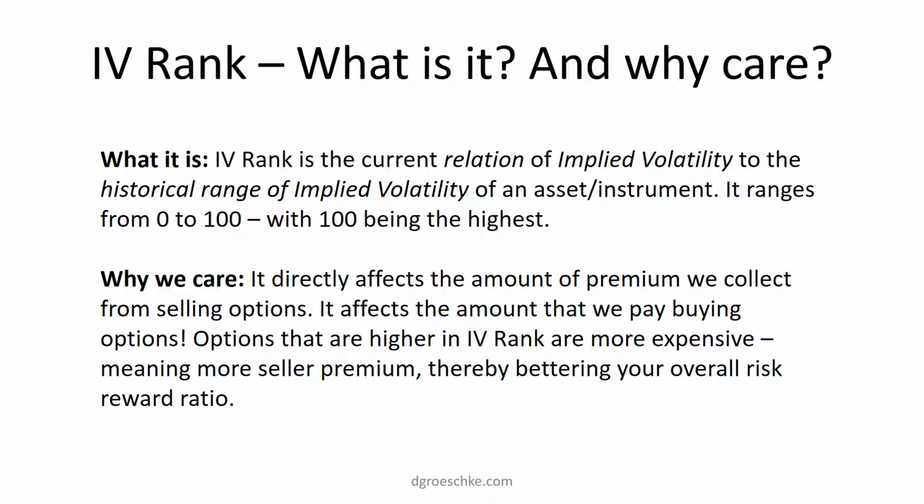IV rank is different from the normal options IV given to you on most broker platforms. IV rank is the current relation of implied volatility to the historical range of implied volatility of an asset or instrument. It ranges from 0 to 100, with 100 being the highest.